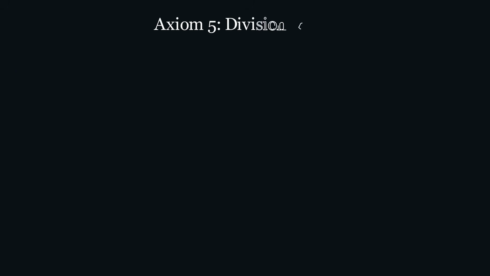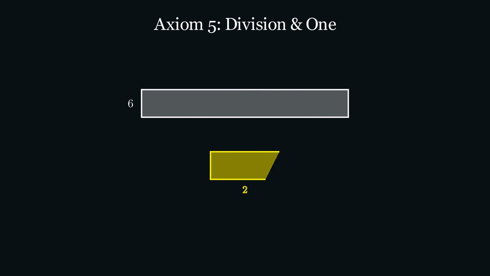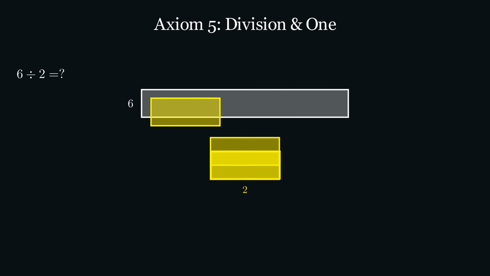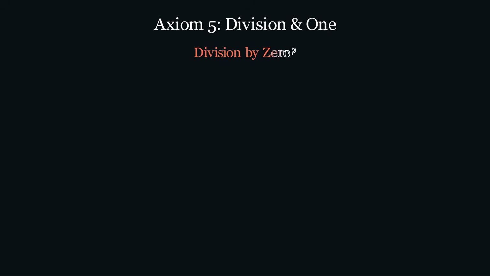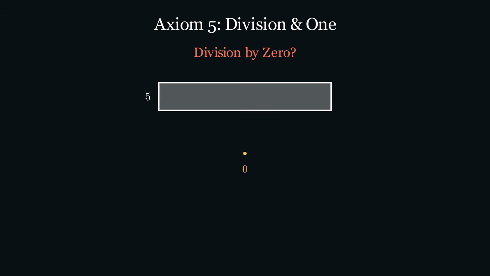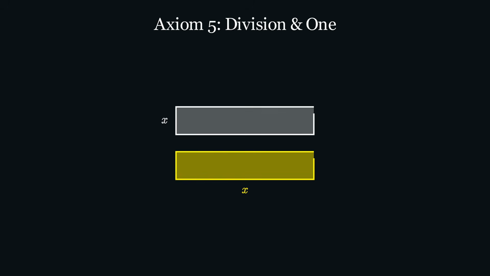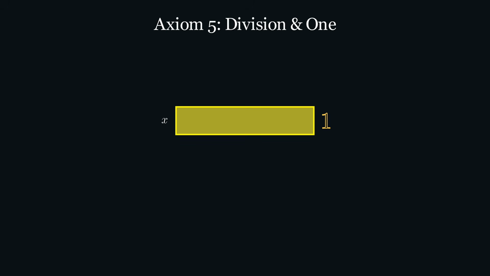The fifth axiom guarantees division, with one exception. For any 2 numbers where the divisor is non-zero, division is always possible. Division by 0 is undefined because it asks how many times 0 fits into a given quantity, a question without meaningful answer. When any non-zero number divides itself, the result is 1. 1 is the multiplicative identity, the unique element that leaves any number unchanged when used as a multiplier.